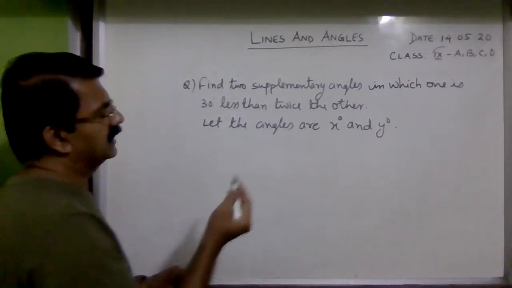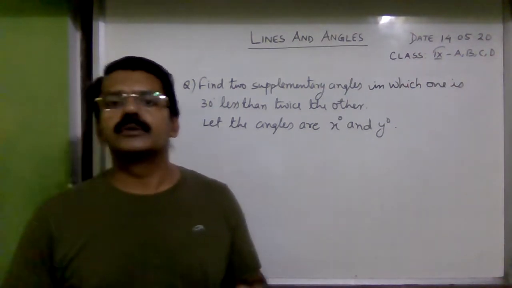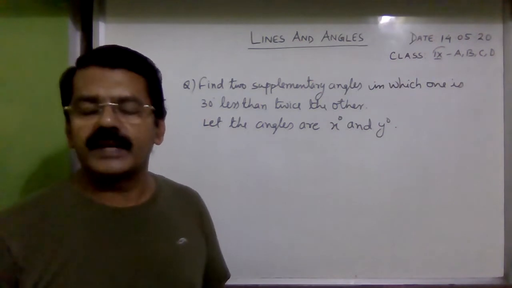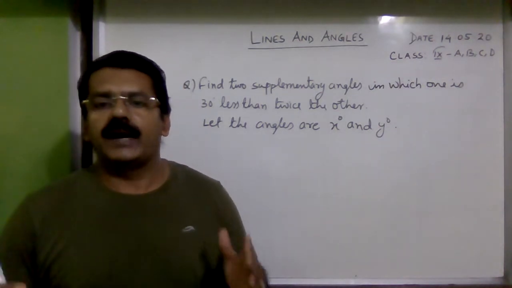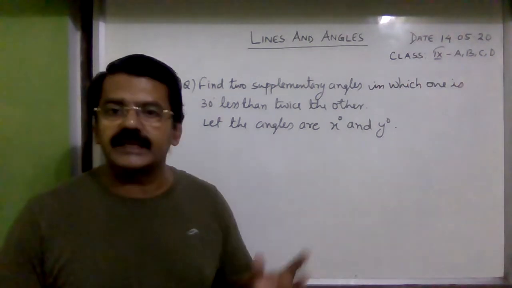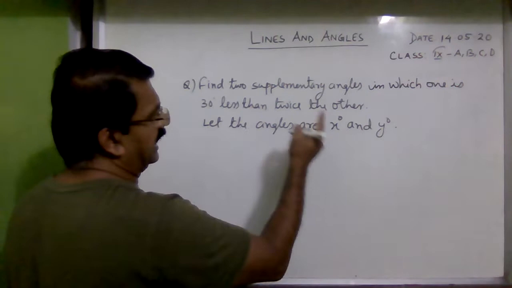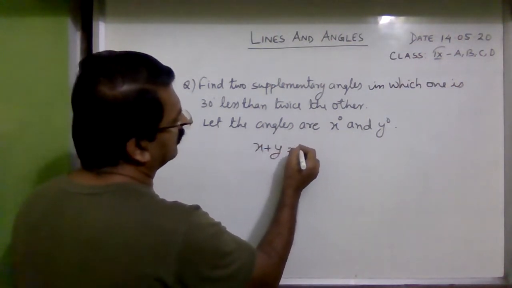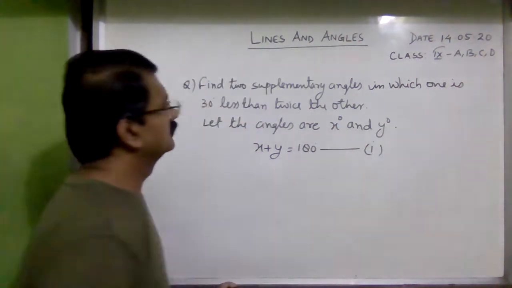Now, first of all, as it is given that these two angles are supplementary angles, their sum must be 180 degree. I told you, when the sum of two angles is 180, then they are called supplementary angles, and when the sum of two angles is 90 degree, then they are called complementary angles. So, as x and y are supplementary, x plus y is equal to 180 degree. This is equation number 1.